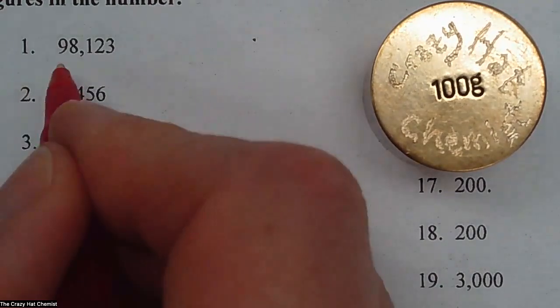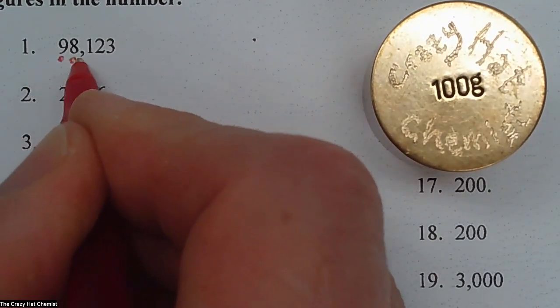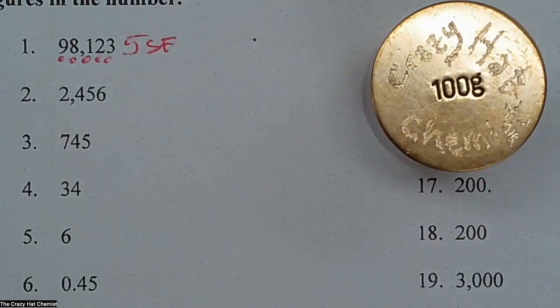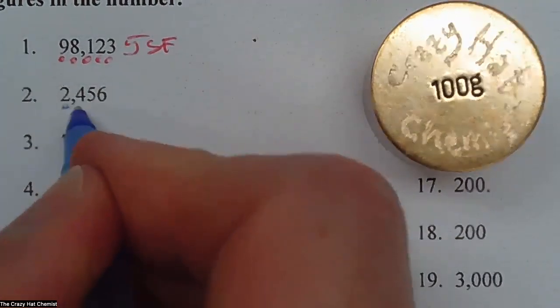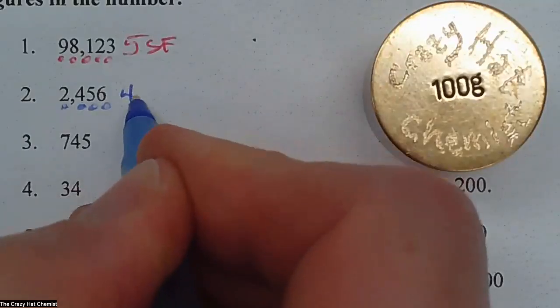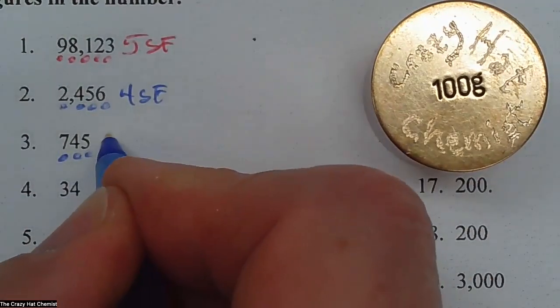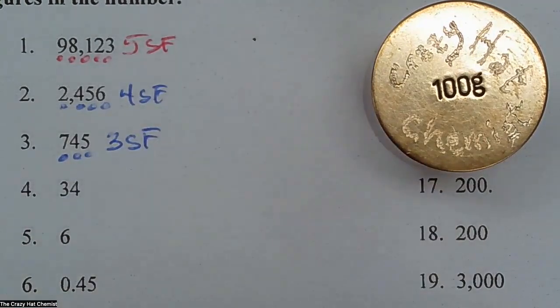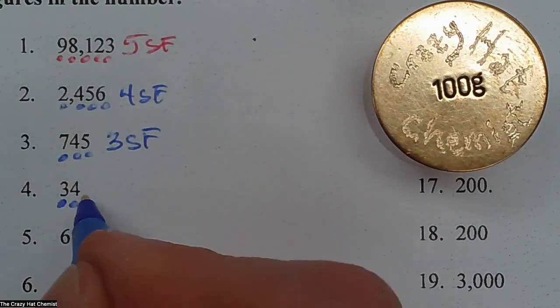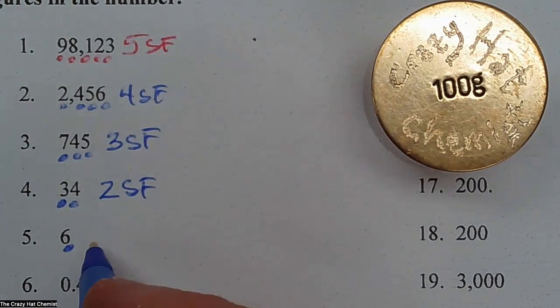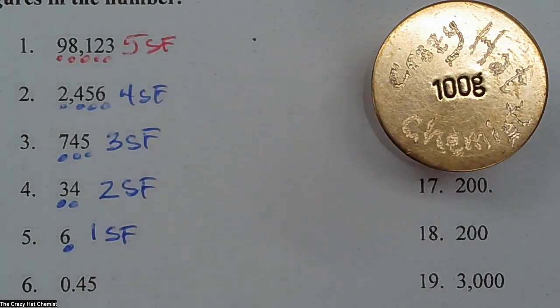Here we go. All non-zero integers count. That's 1, 2, 3, 4, 5 significant figures in this number. Non-zero integers always count. That's 4 significant figures. That's 3 significant figures. That's 2 significant figures. That's 1 significant figure. All right, that was pretty easy.